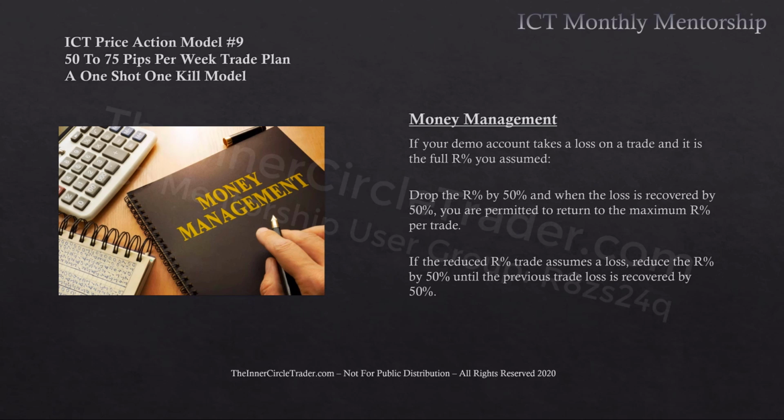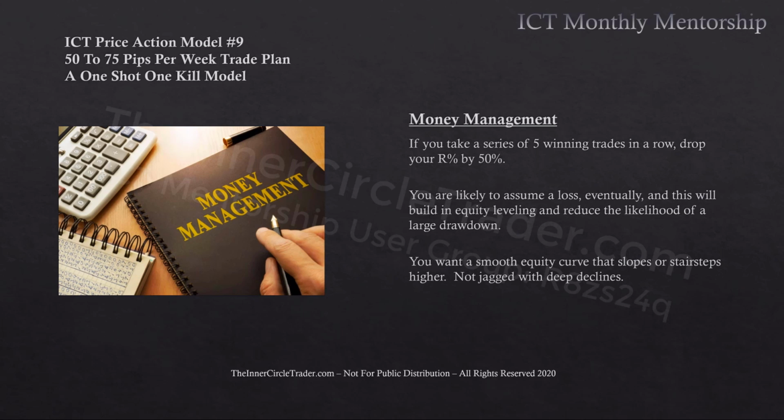If the reduced R% trade assumes a loss, reduce the R% by 50% until the previous trade loss is recovered by 50%. If you take a series of 5 winning trades in a row, drop your R% by 50%. You are likely to assume a loss eventually, and this will build in equity leveling and reduce the likelihood of a large drawdown. You want a smooth equity curve that slopes or stair steps higher, not jagged with deep declines.